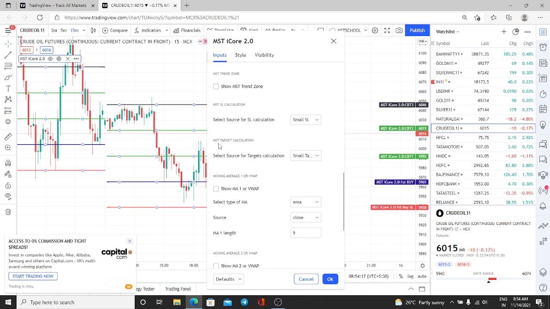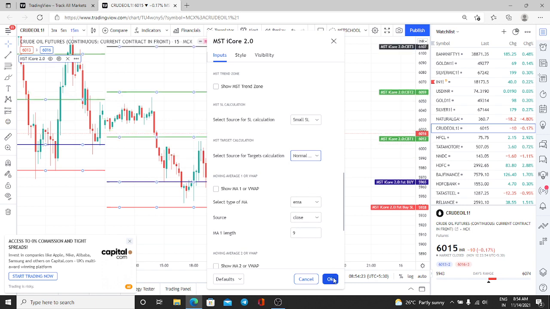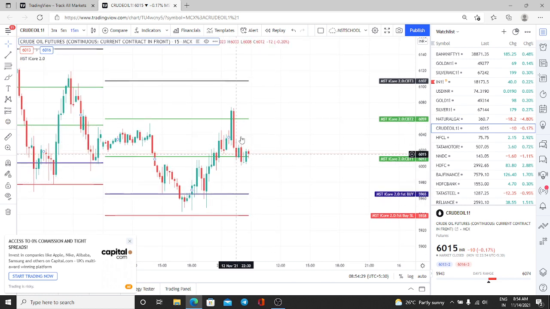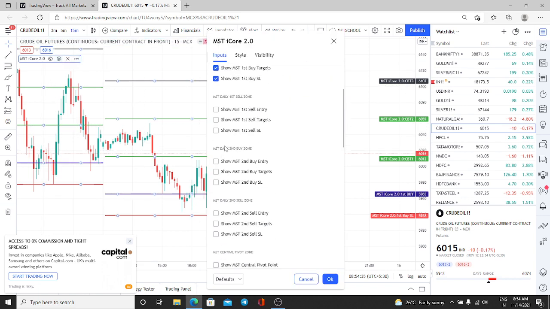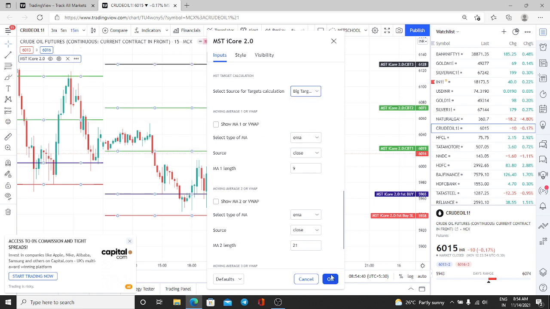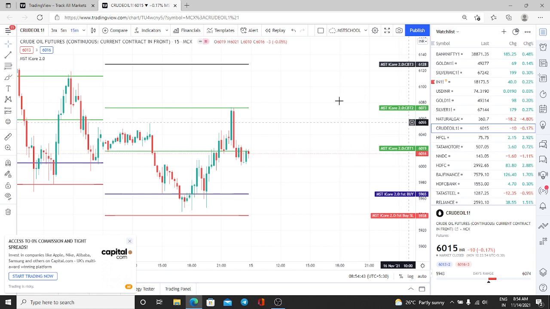So go to MST target calculation, and there you change to the normal one. See here, the targets are big. At this junction, targets are big, a 1:2 ratio. If you want more targets, 1:3, then you can go here and keep big targets. See here, the second target is 73 and the high made was 74. So exactly two targets done. The difference between the entry 5965 and 6073 is 110 points profit in just two targets.